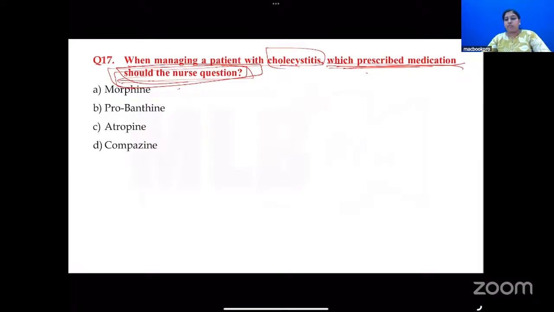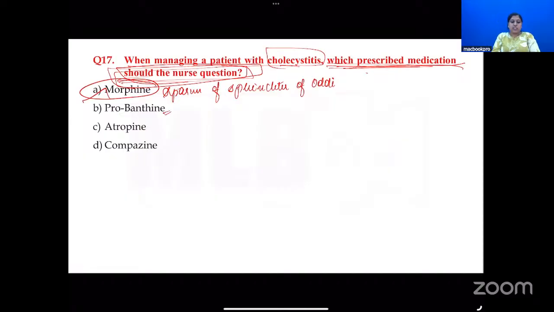Yes. Morphine is generally avoided in cholecystitis. Why? It is a very easy question, because it causes spasm of your sphincter of Oddi. This may worsen or even complicate the bile flow. That's why we are not administering morphine in cholecystitis patients. Probanthine is an anticholinergic drug. Again, atropine is an anticholinergic drug.